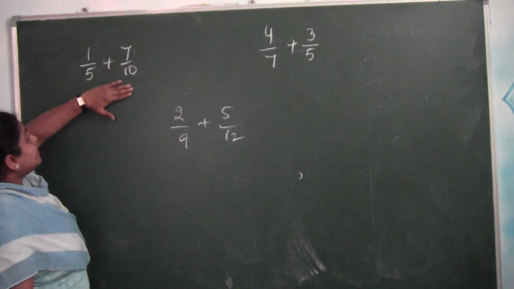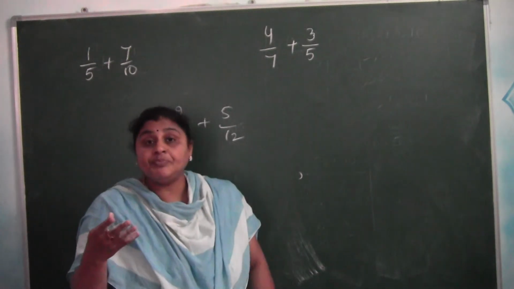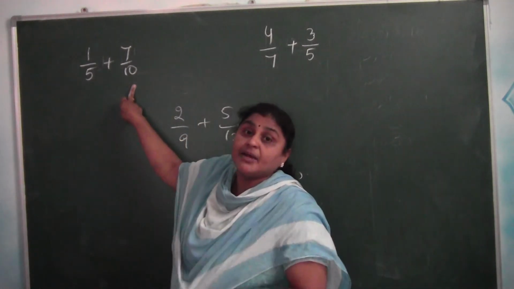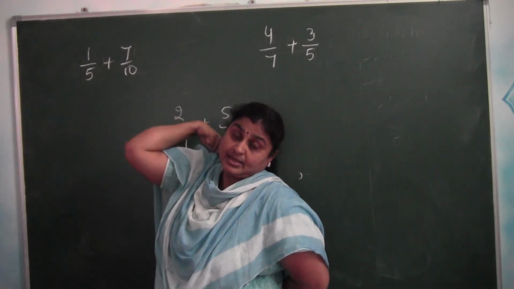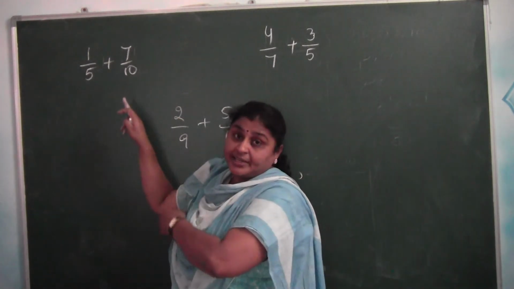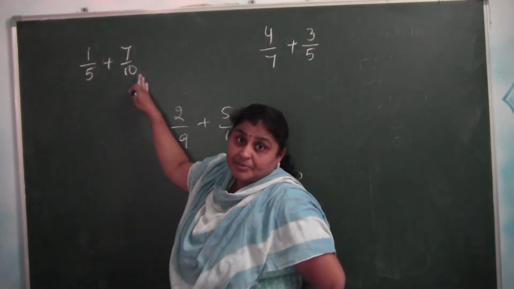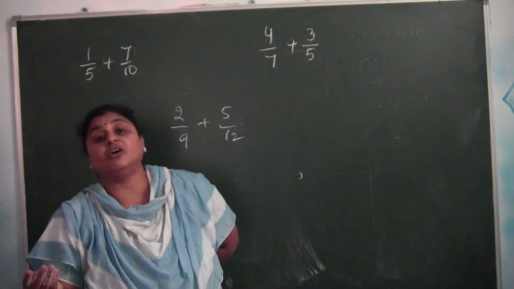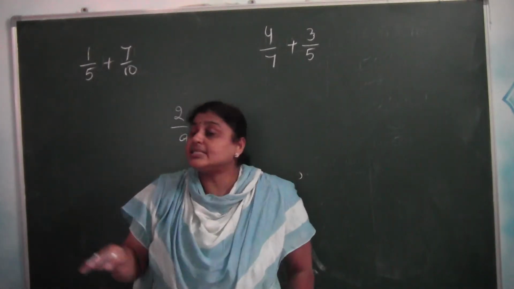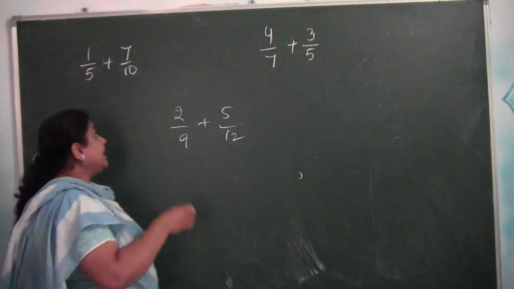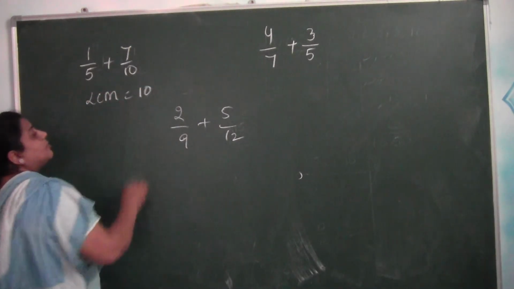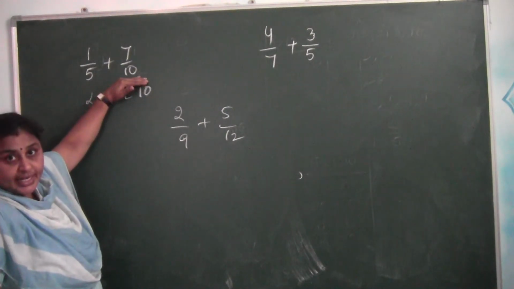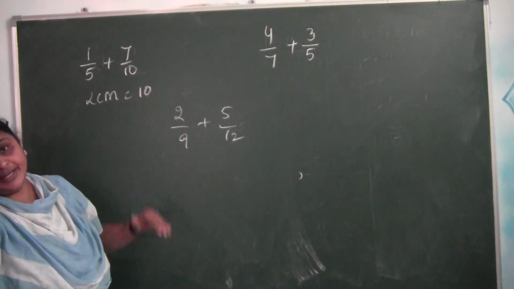Okay. Now see children, 5 and 10. Before calculating the LCM of the denominators, check the denominators first. Now see 5 and 10. What do you observe from these denominators? Yes? Is it not that 10 is a multiple of 5? And in such a case, if one denominator is a multiple of the other denominator, then your LCM is the highest denominator. No need to calculate LCM. Simply you can write here: if one denominator is a multiple of the other denominator, then your LCM is the highest denominator.